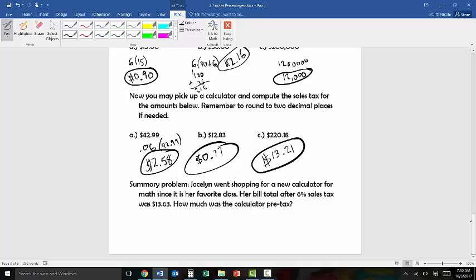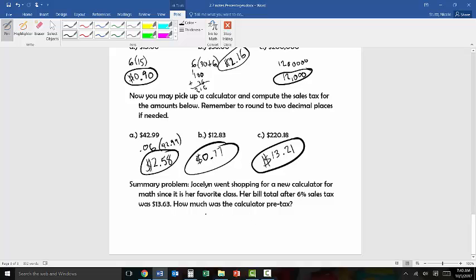So we're going to do one summary problem. We haven't seen one like this yet, so I'll make sure we know how to set it up. So Jocelyn is going shopping for a new calculator since math is her favorite class, of course. Her bill total after her sales tax was applied was $13.63, so you have to go backwards and find out what the price on the shelf was. That's pre-tax, so what the calculator was on sale for.